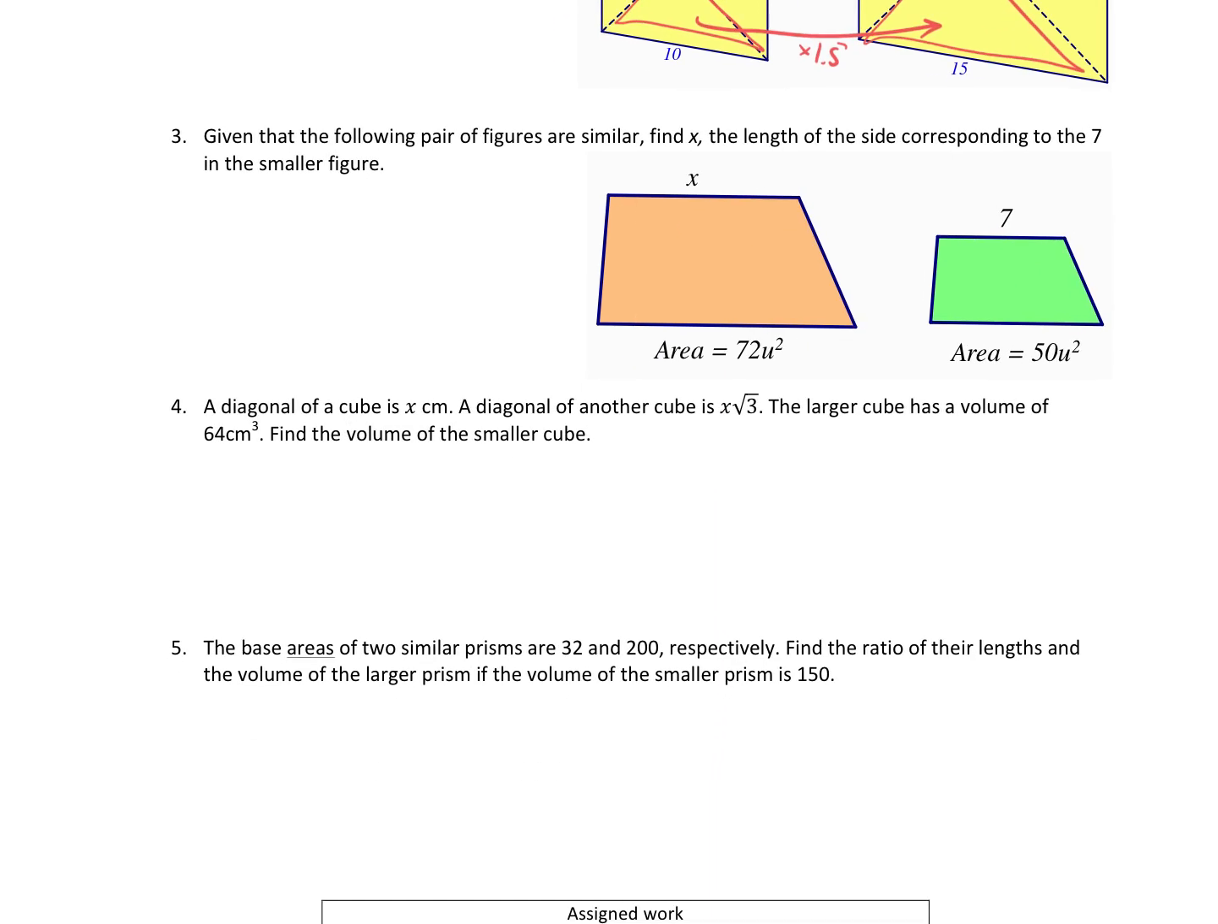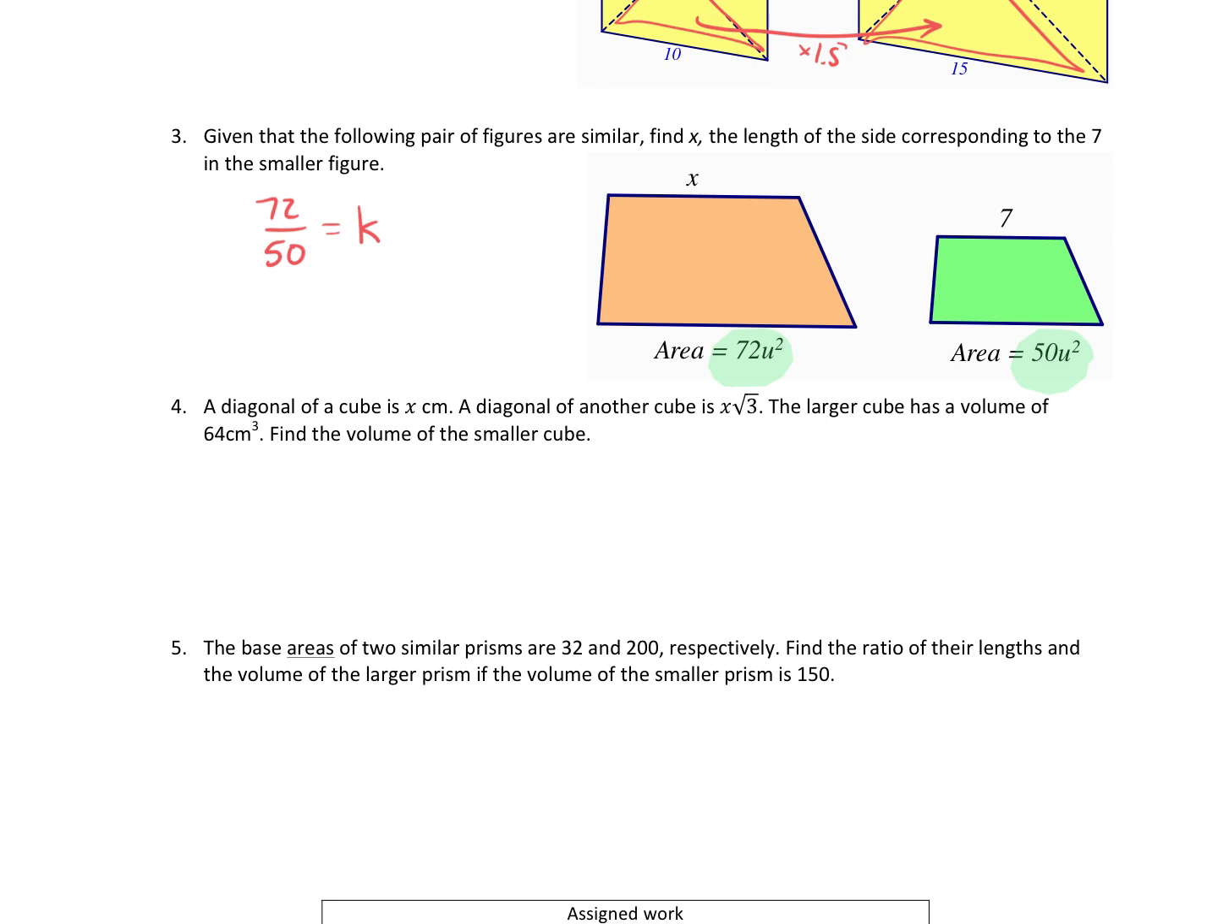Given that these are similar, find the length of the side corresponding to the 7. Okay, so find x if I know these things are similar. This is where it gets a little bit more interesting. I know this thing and this thing are on the same kind of channel, like they're both areas. So if I divide them, and I'm in the habit of always doing big over little, it doesn't really matter, but it provides some consistency.